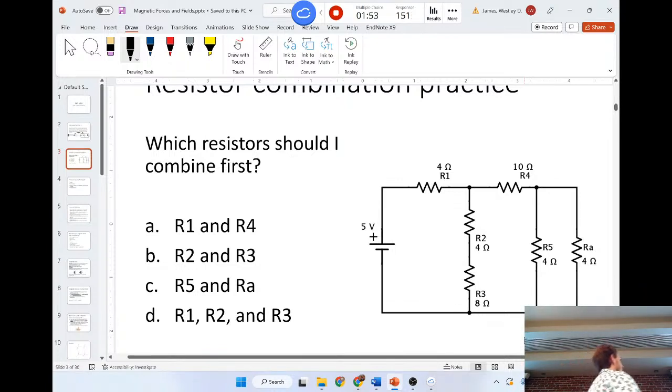There's no math here. I didn't ask you to actually find what it was. 5, 4, 3, 2, 1.